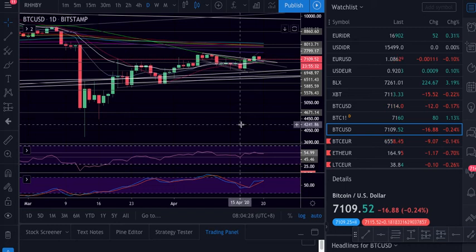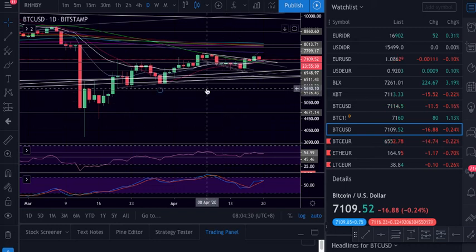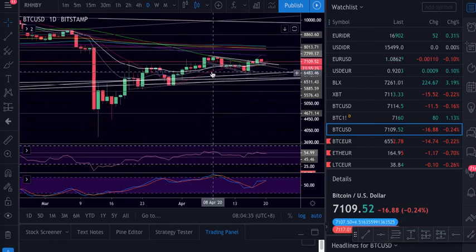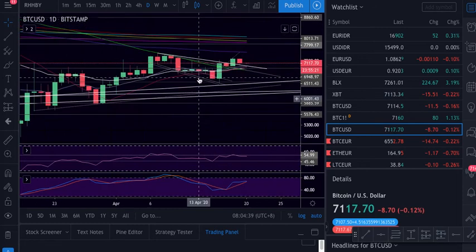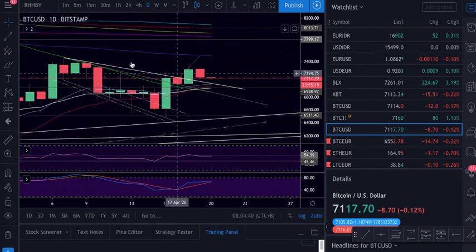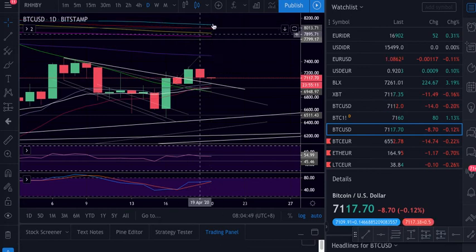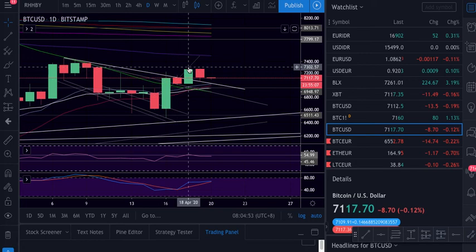I'm doing here a clean chart from Bitcoin because, as you see, there are so many lines and sometimes there's no point. So this is the daily chart on Bitstamp. Basically what we did, we had this bullish engulfing candle, another one to go up to this, at least here, to these moving averages. What we did yesterday.